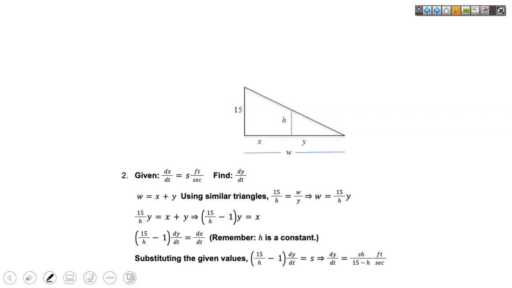So the boy's height is h. Everywhere you had a 6, you would now have an h. So you'd replace your 6 with an h, and everywhere you had a 3, it's going to be replaced with an s. So we still have our same relationship between w, x, and y, but now the only numerical value in that equation is 15.